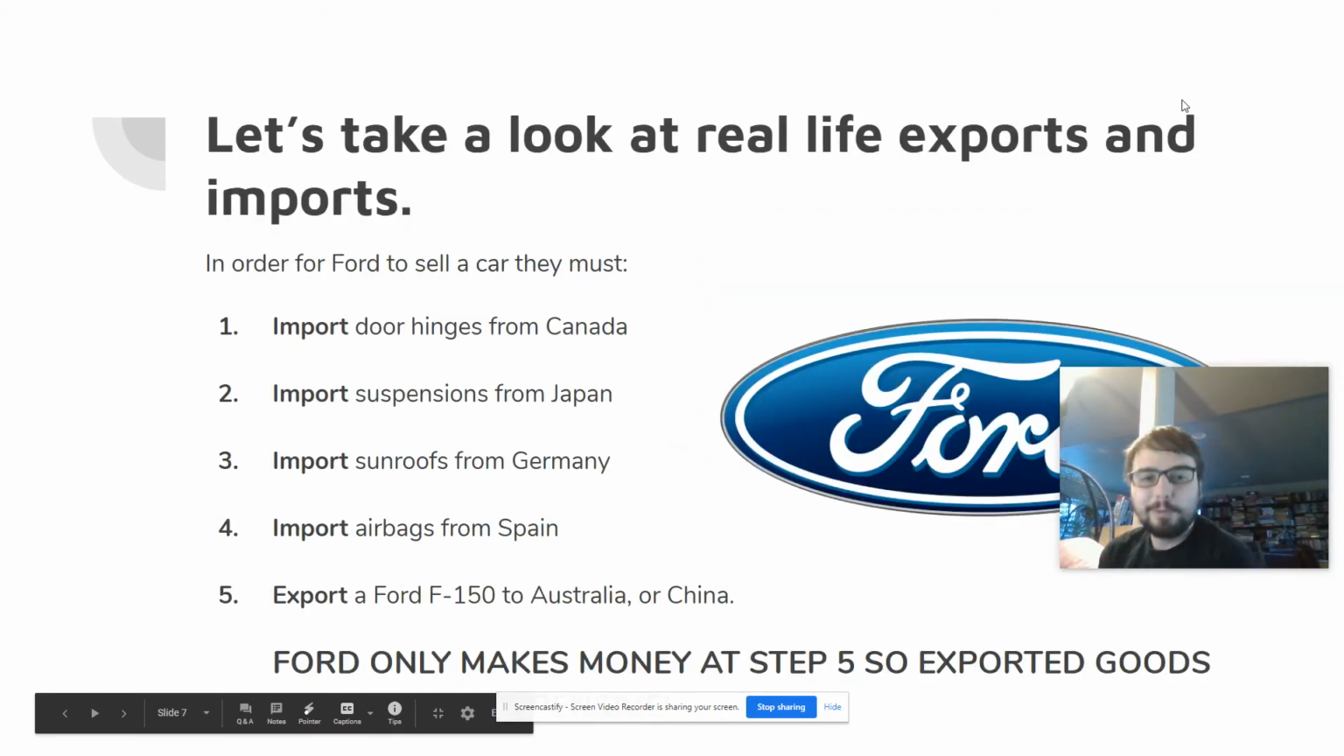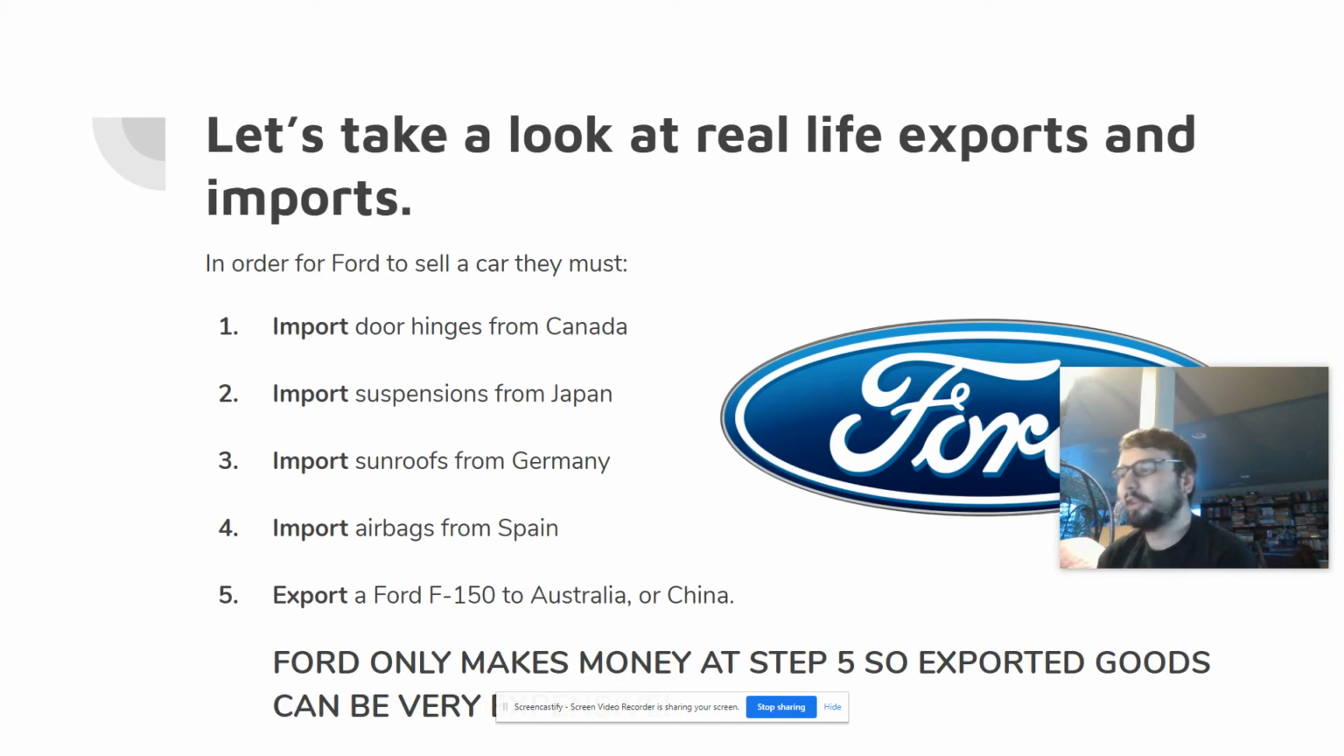Now, we're almost near the end of the slideshow, so thank you guys for bearing with me. But let's go ahead and take a look at real life exports and imports. In order for Ford to sell a car, they must. Ford produces cars in the United States. So let's see what they all do to make a car.